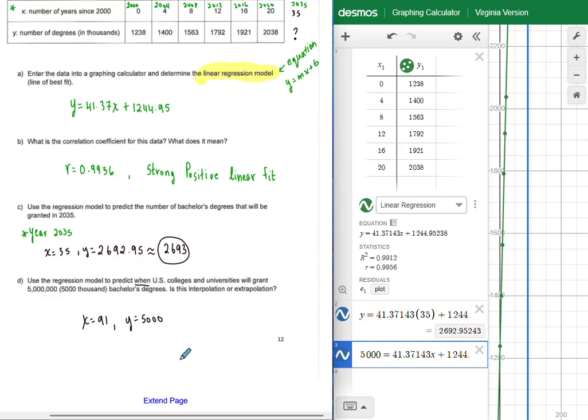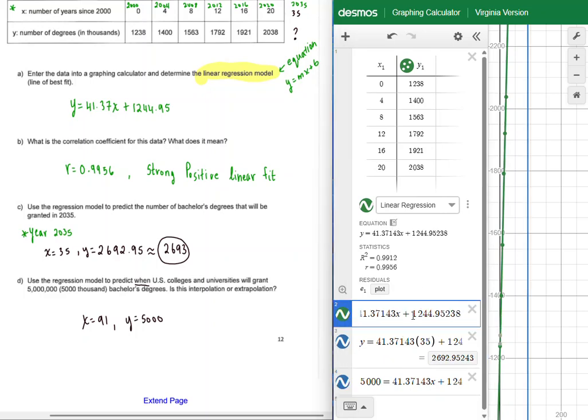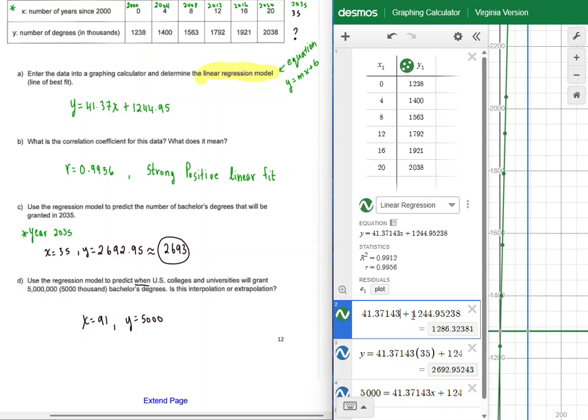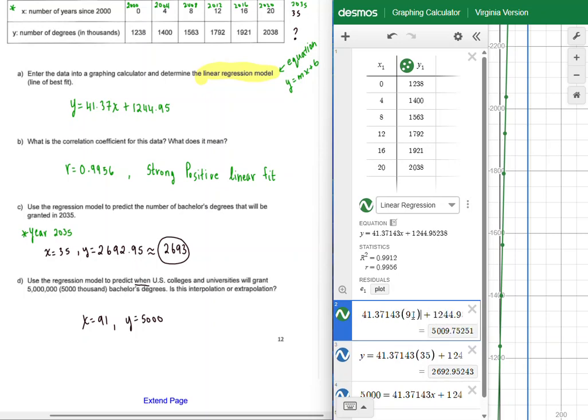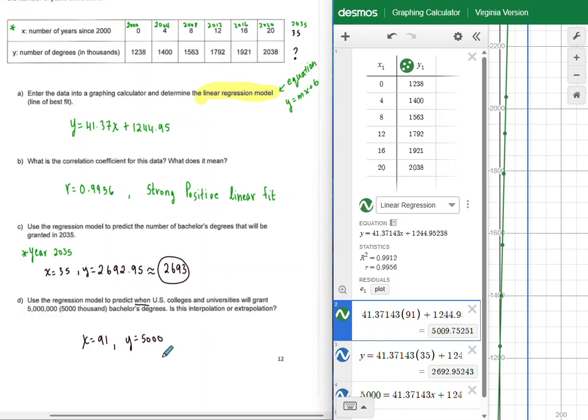You can test it if you want. For example, if I want to get another equation and test if it's 91, then if it's 91, that's about 5,000. It's not going to be exact because I have all of these other numbers in there. So anyway, that works. So there you go, you guys. That's what we have.